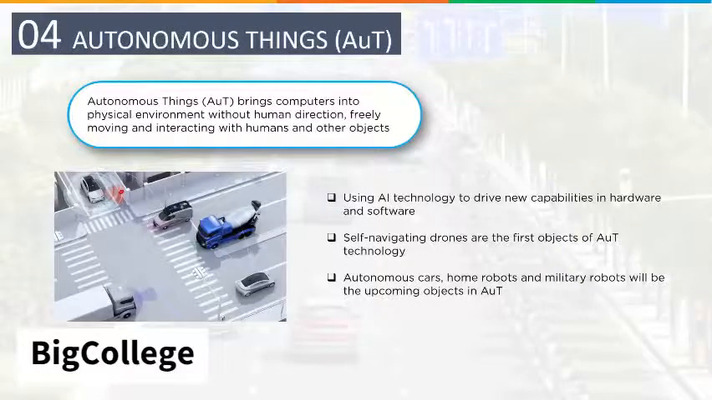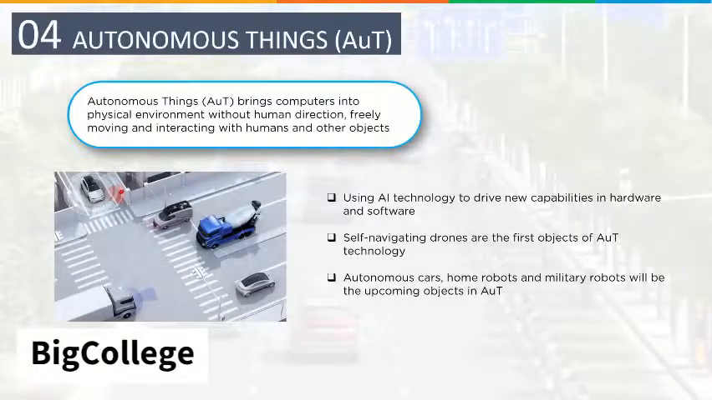Now, with autonomous things, we are bringing computers into the physical environment. But there's a catch. They don't have any human direction. They're given free rein to move around and interact with humans or other objects. Now, this technology uses artificial intelligence as well, where you can increase the things that you can do with hardware and software.